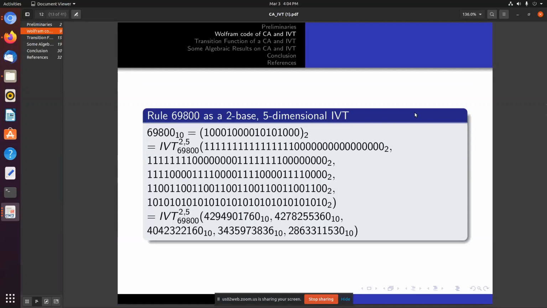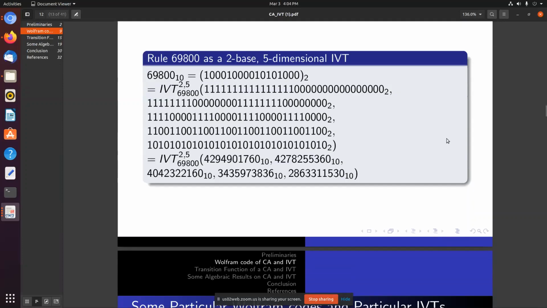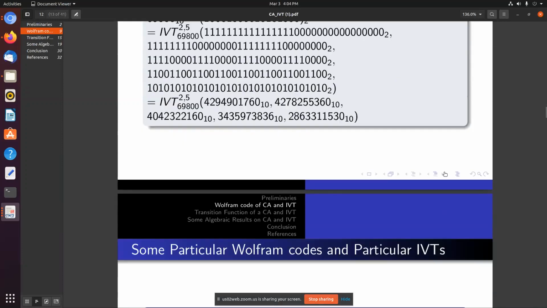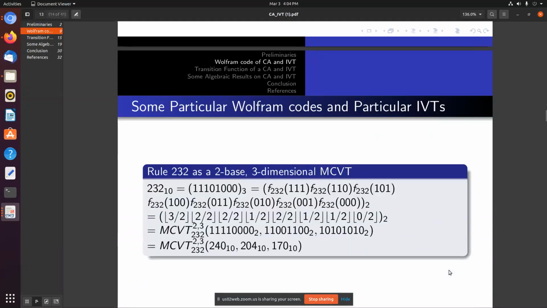We can increase the base, we can increase the dimension, and we can have leverage over IVTs. Over CA, the representation becomes easier. Some special linear CA or one or two CAs fall under special IVTs. Under integral value transformation, we have specialized integral value transformations like modified carry value transformation and so on. Those are restricted, yes, but the IVT in general, anything can be represented by an IVT.